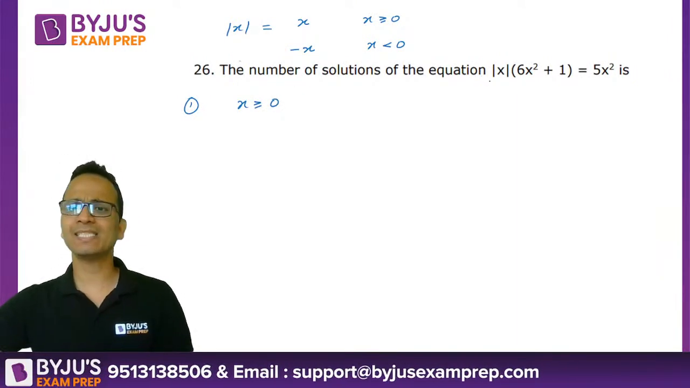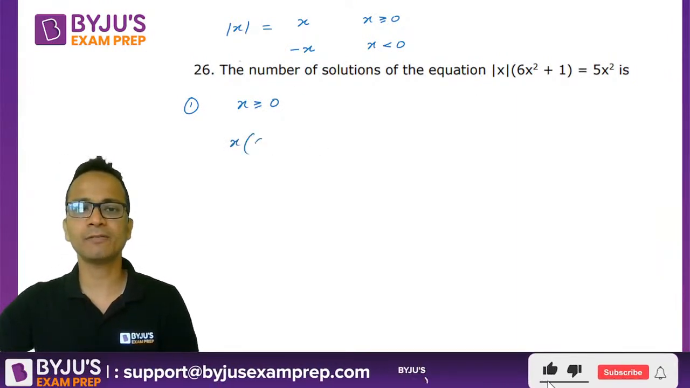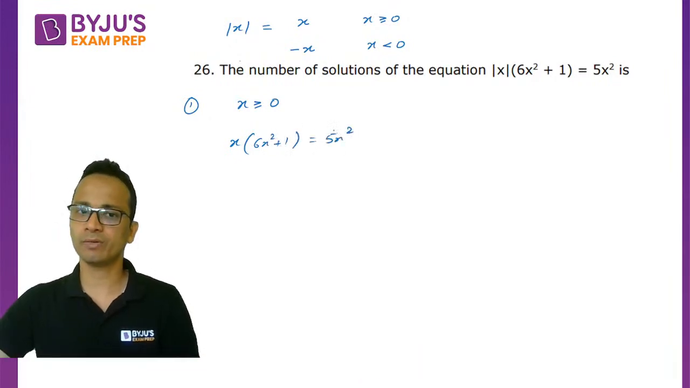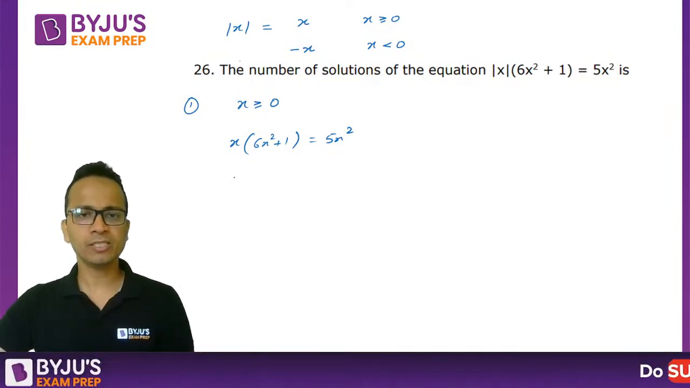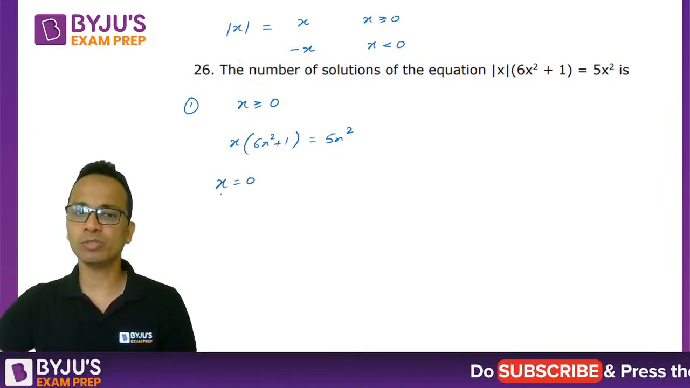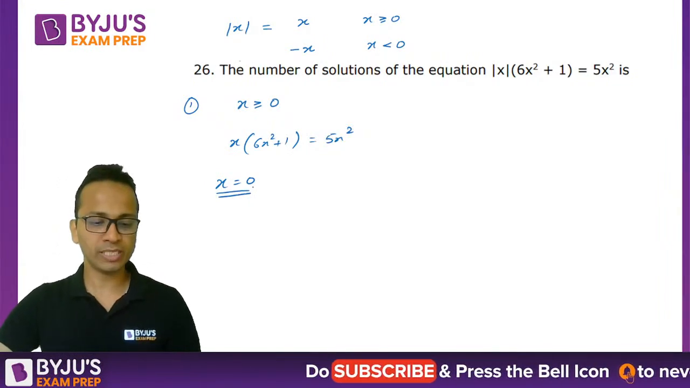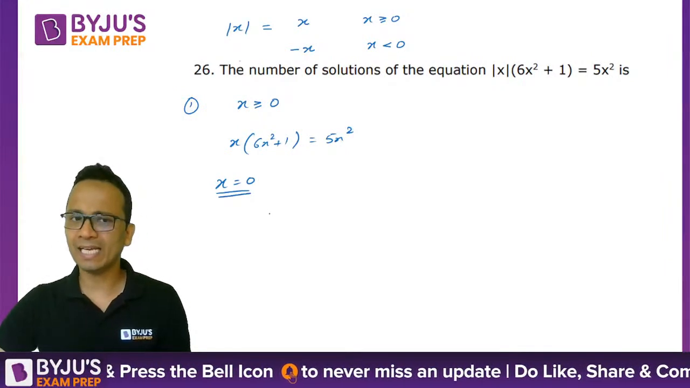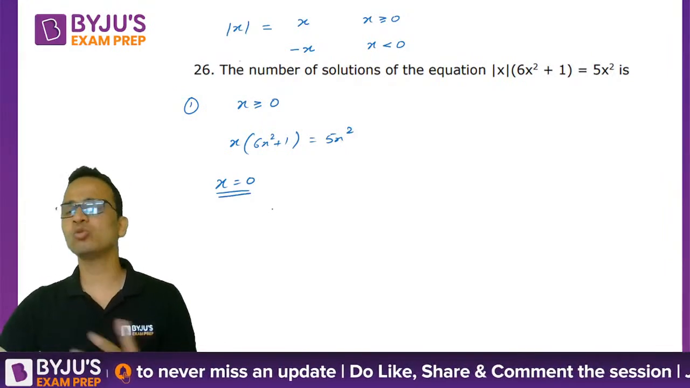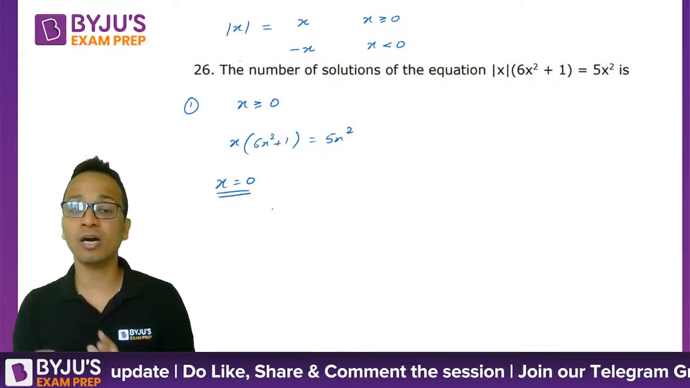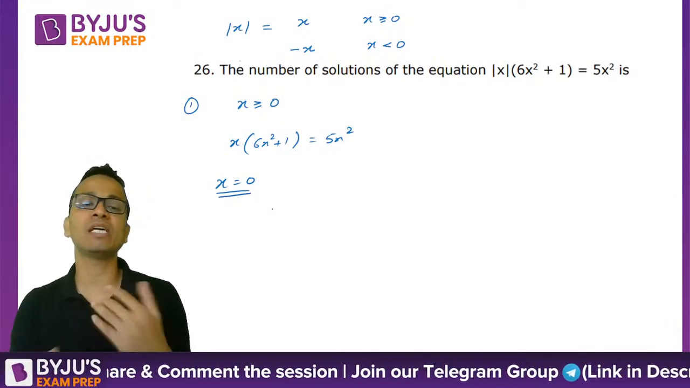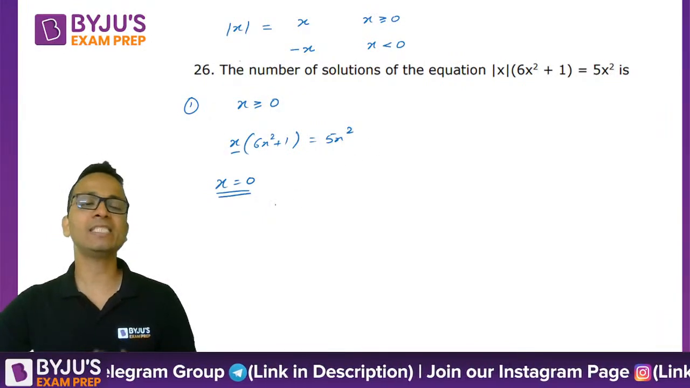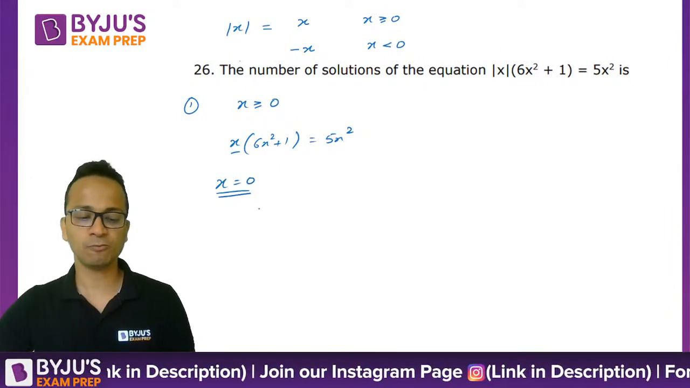Okay, so instead of modulus x I can write x. So it will be x bracket 6x square plus 1 equal to 5x square. I can cancel x from both sides, or I can write x equal to 0. If we cancel, we write x equal to 0. Or I could have taken it to the left hand side and taken x common. If you want to use the lengthy method, go to the left hand side, form a cubic equation, take x common, and from there x equal to 0 comes as one solution. So I am directly cancelling x and mentioning x equal to 0 as one solution. Done.